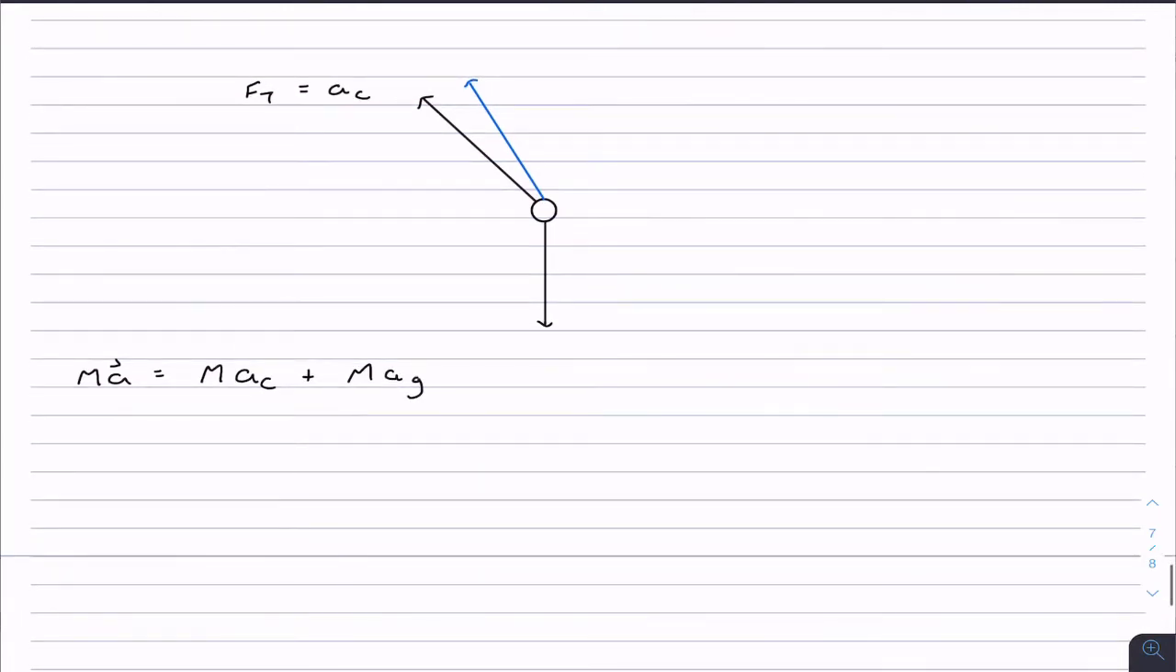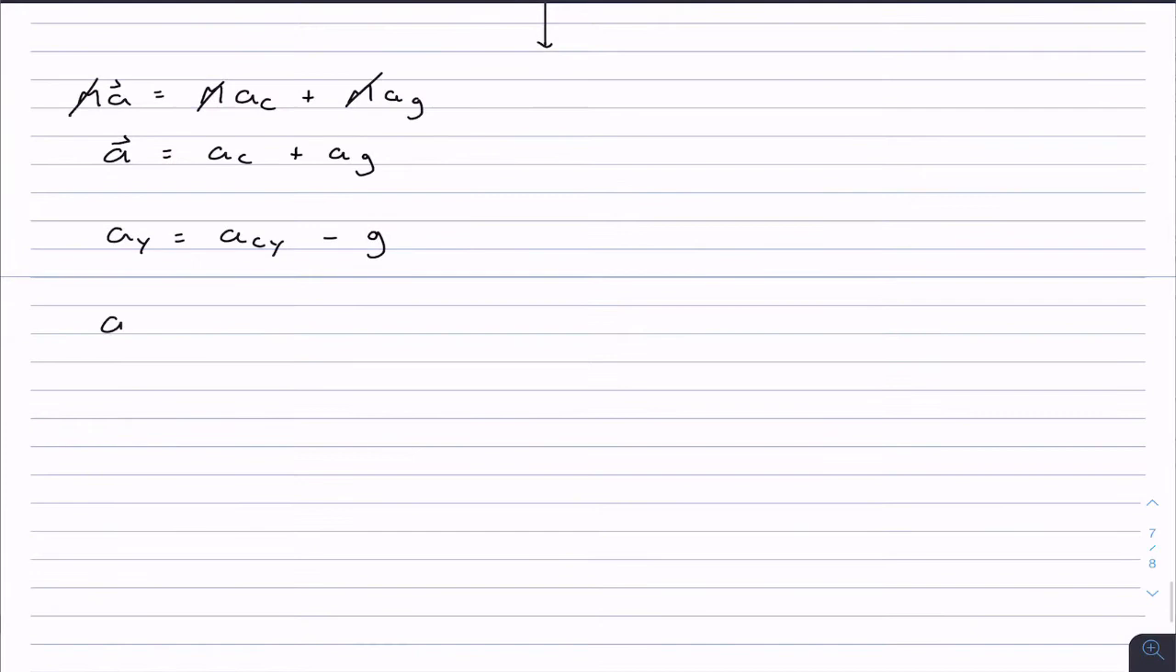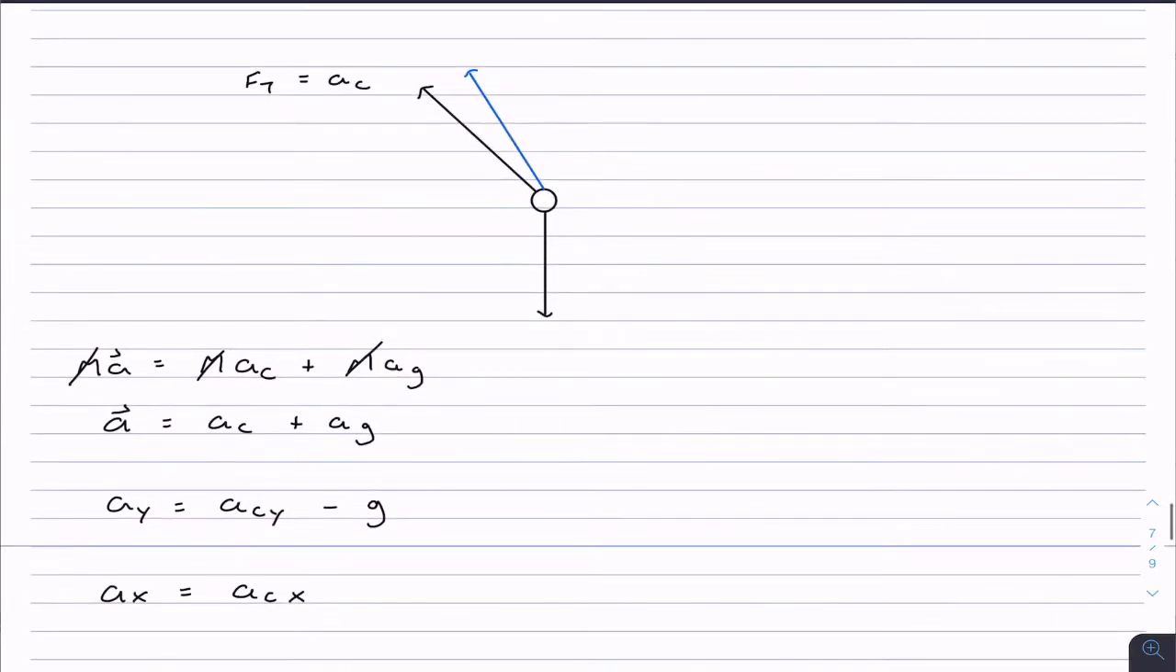Okay, so now we divide out the mass. Now we're just left with some accelerations. We have centripetal plus gravitational. So in the y hat direction, we have a_cy minus g. In the x hat direction, we have a_cx hat, and that's all we have, because this is our final vector. So we just have gravitation, and then we have the tension force.